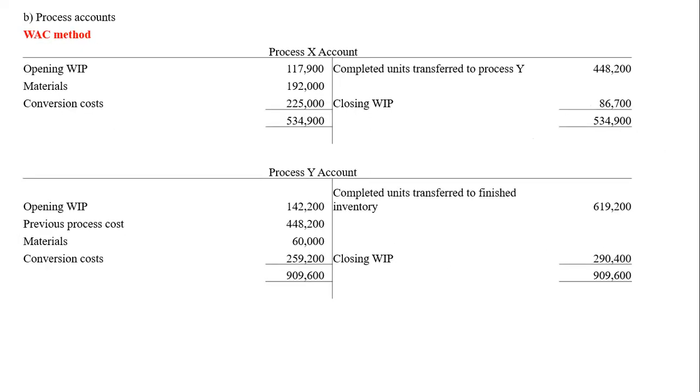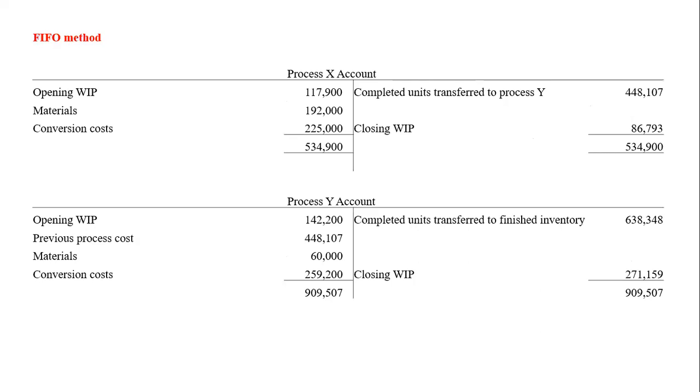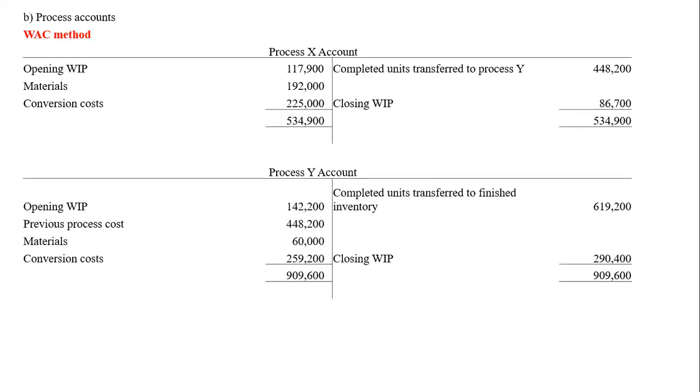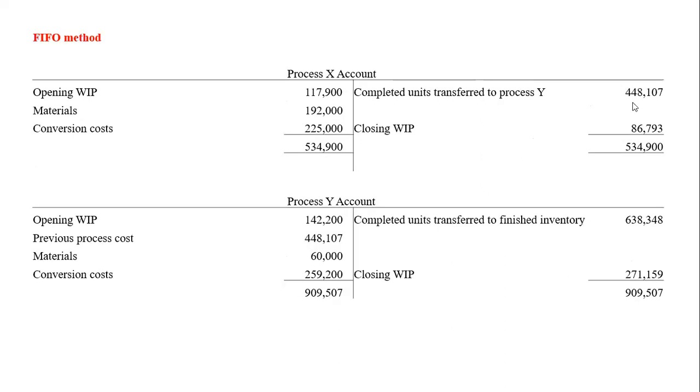when we work it out with the FIFO method. Just see, in the case of the FIFO method, it is 86,000. This is process X, yes, 86,700, but here 86,790. There's a slight difference. What is the reason? So this is the intelligent question that you should ask.